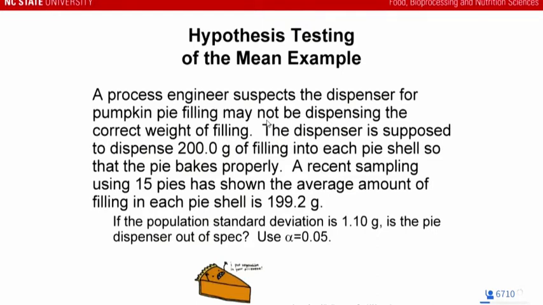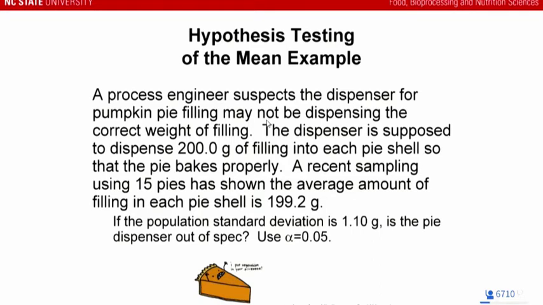A recent sampling using 15 pies has shown the average amount of filling in each pie shell is 199.2. If the population standard deviation is 1.1, is the pie dispenser out of spec? Use an alpha of 0.05. So if we can wrap our mind around what this problem is asking and the hints and the clues it's giving us, you'll start to develop your ability to just see through things.